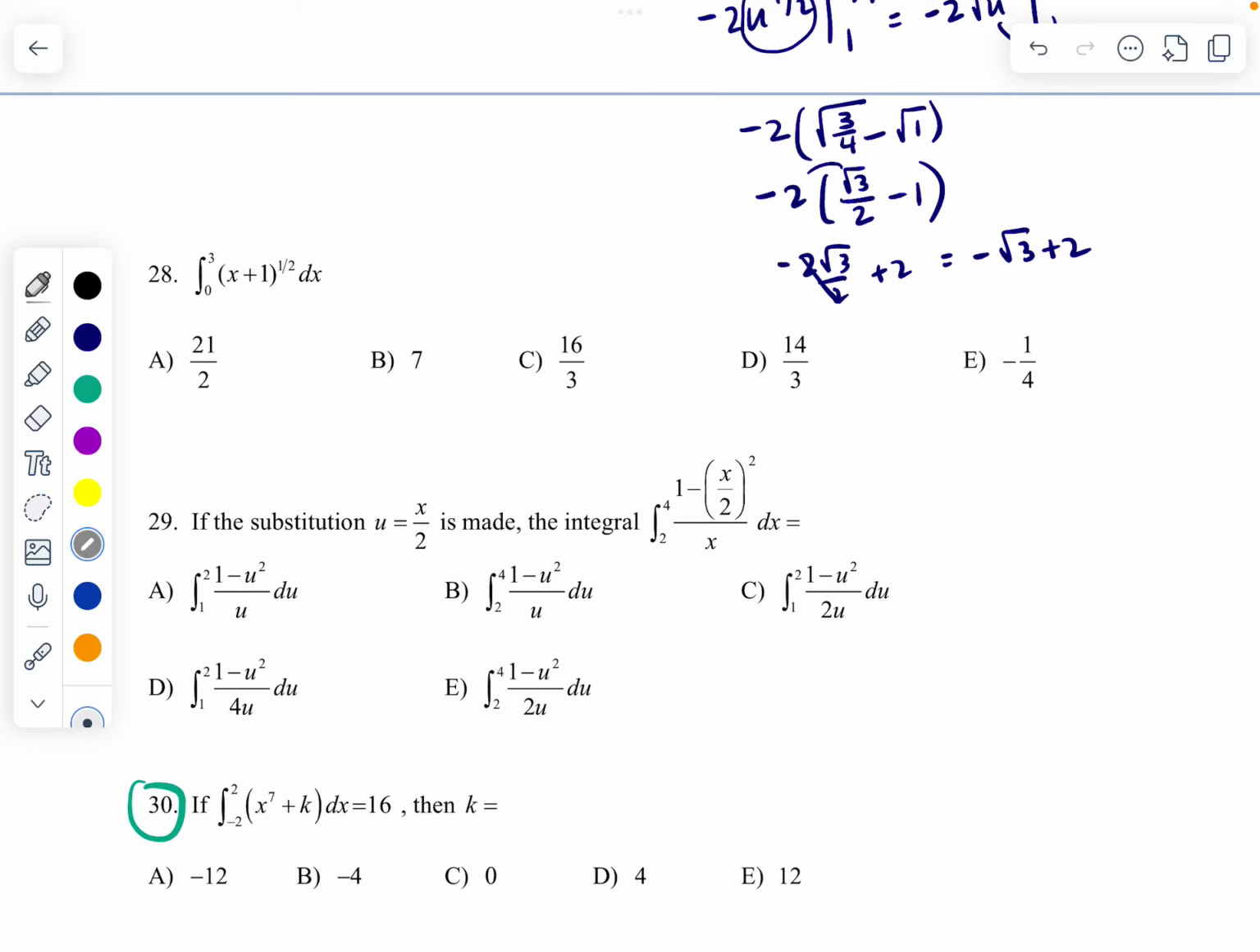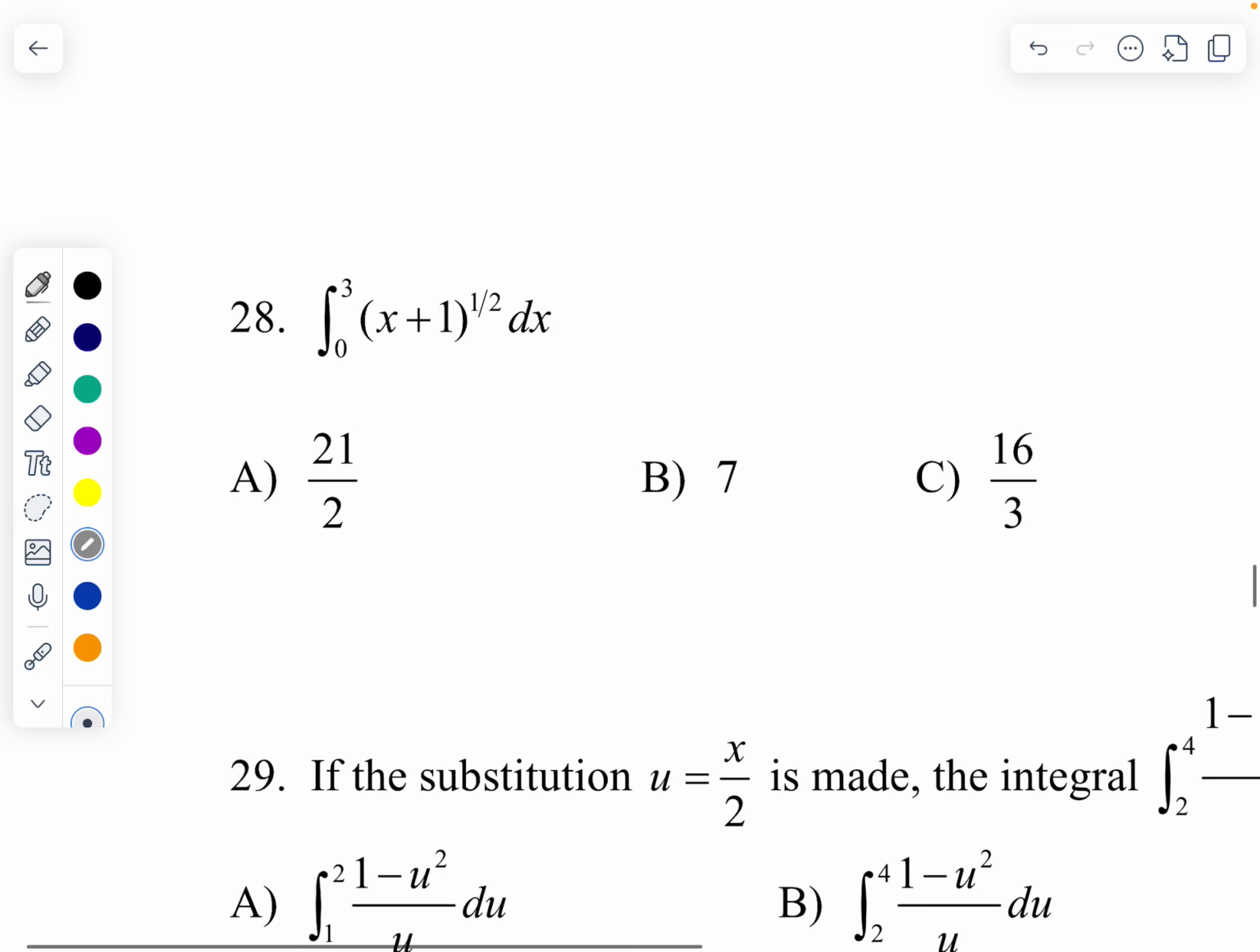Guys, let's do page 7 and 8 tonight. Okay, so on number 28, just a regular old integral. Excuse me, you do need to do your u sub on this one.